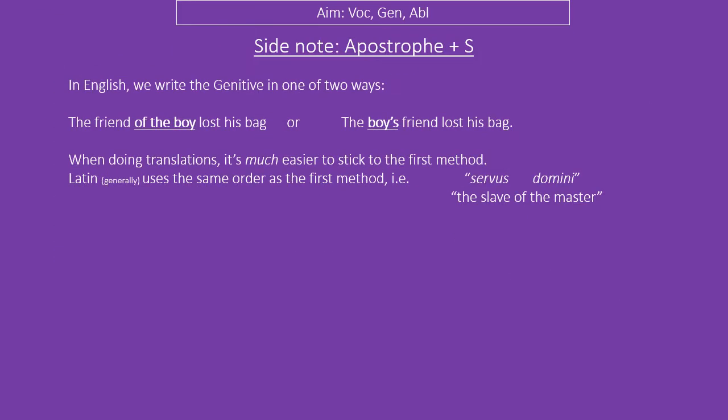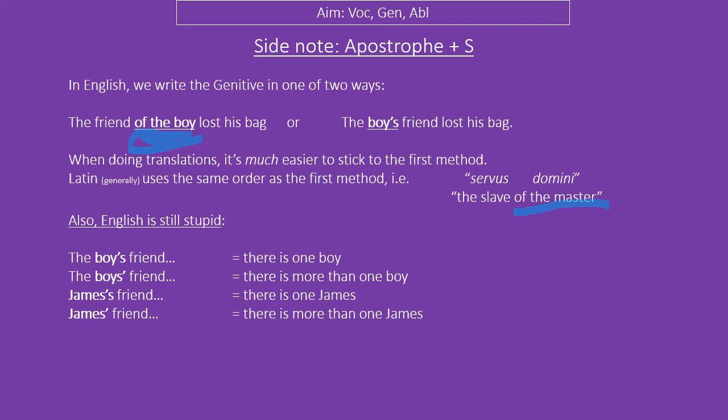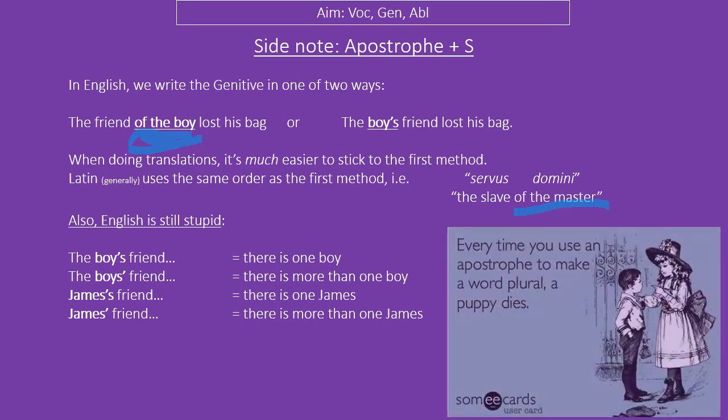Side note, English does genitive in 2 different ways, for reasons that are stupid. The friend of the boy lost his bag, or the boy's friend lost his bag. I would very much suggest you stick to the first method, of the boy, because Latin has the same order, thank God, as English here. The slave of the master. Looks identical in terms of order. It also means you avoid the problem of the stupidity of English rules on apostrophes. I get this wrong all the time in translations. People make stupid mistakes about apostrophes. If you don't know how they work, don't use them. Use of the. Because every time you use an apostrophe to make a word plural, a puppy dies.